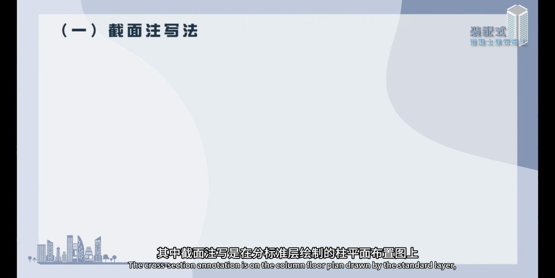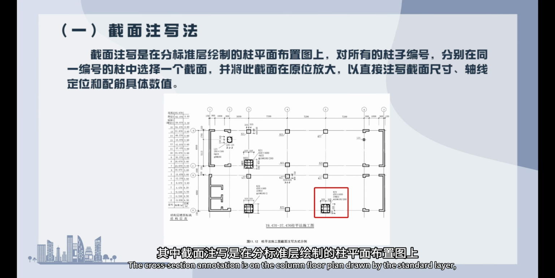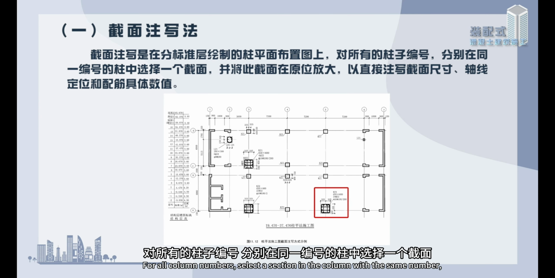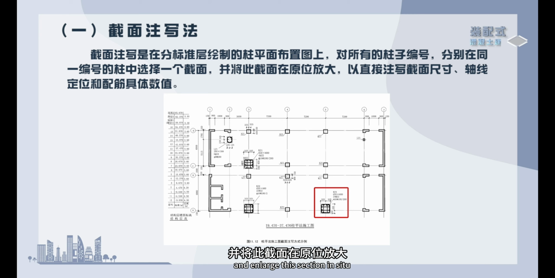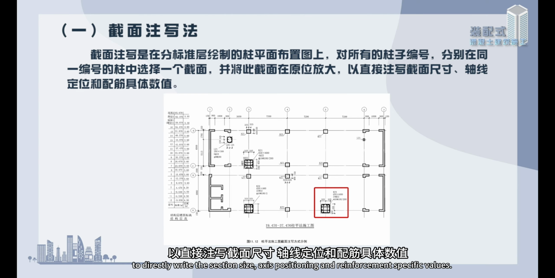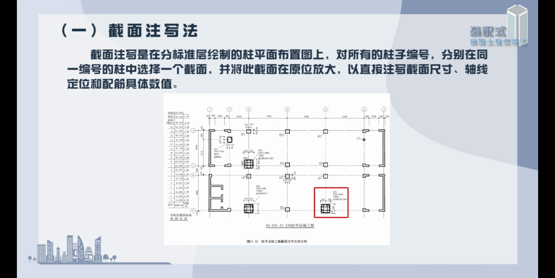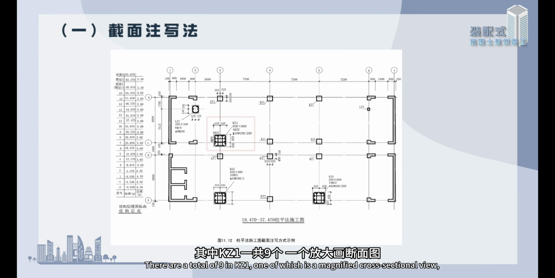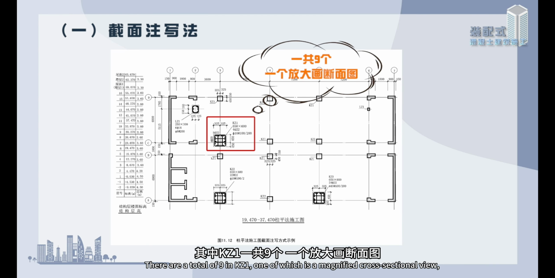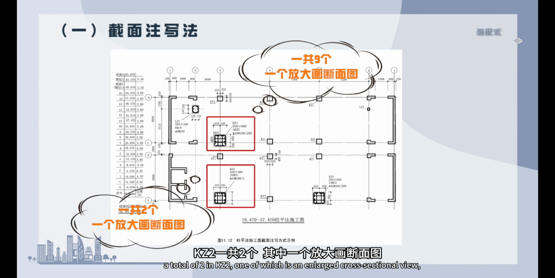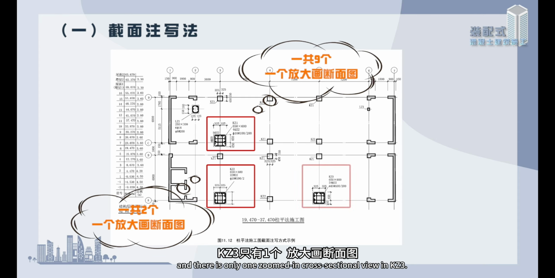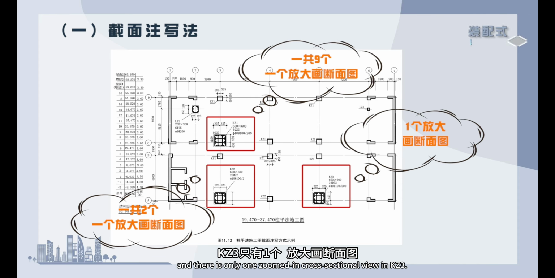The cross-section annotation is made on the column floor plan drawn by the standard layer. For all column numbers, select one column of each number and enlarge its section in situ, to directly write the section size, axis positioning and reinforcement specific values. There are a total of 9 in KZ1, one of which is an enlarged cross-sectional view. A total of 2 in KZ2, one of which is an enlarged cross-sectional view. And there is only one enlarged cross-sectional view in KZ3.